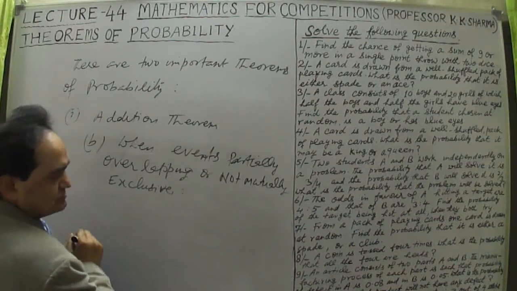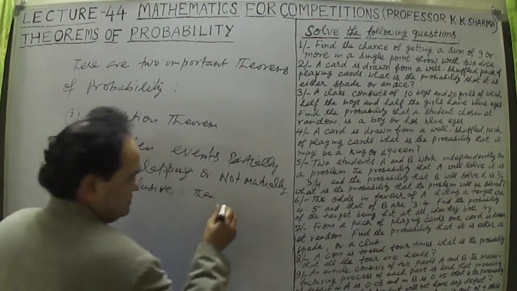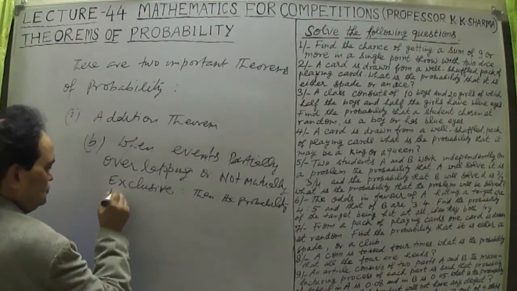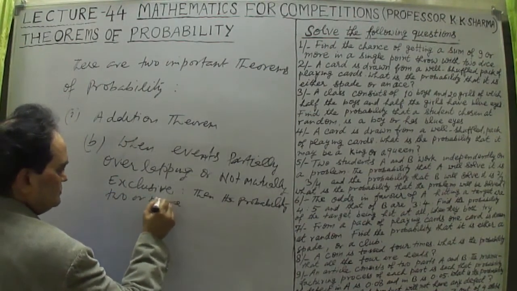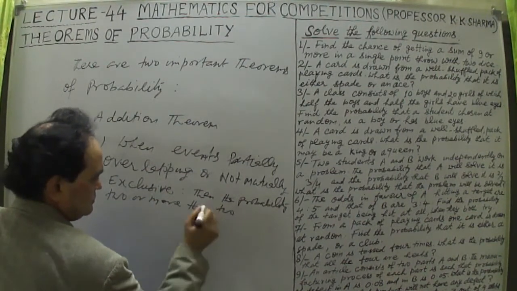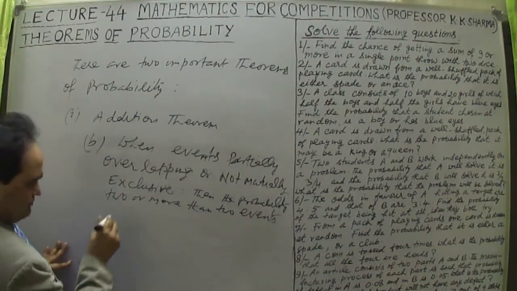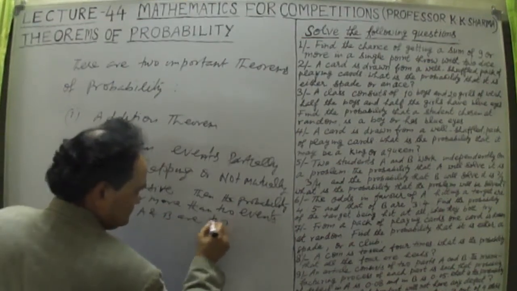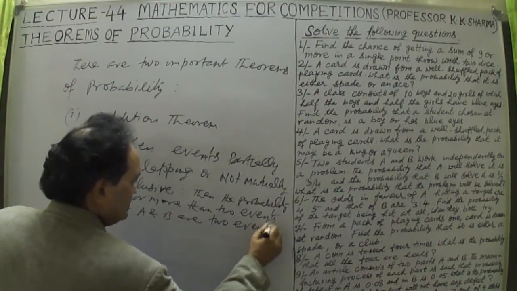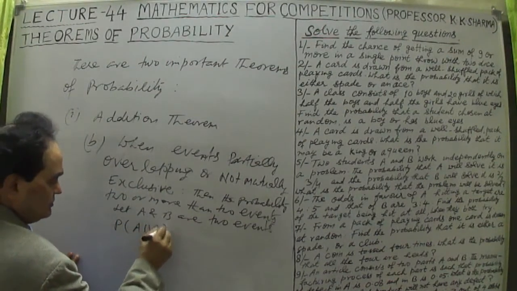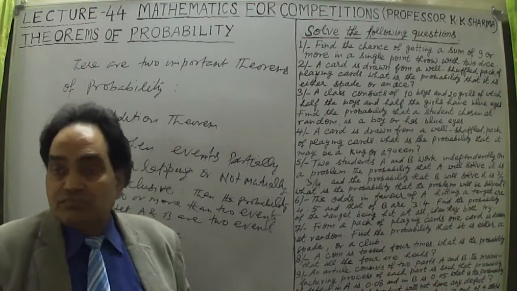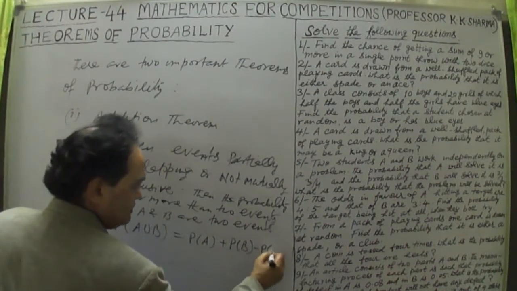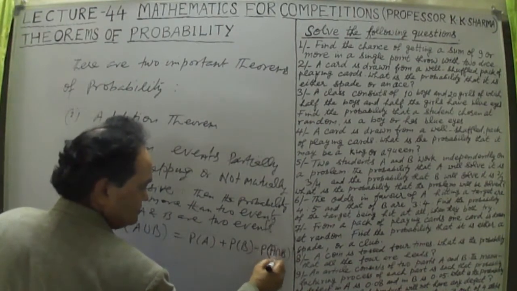In that situation, what formula is used? The probability of two or more than two events is given as follows. First let me take two events. Let A and B be two events. Then the probability of A union B, when they are not mutually exclusive but have something in common, is given as probability of A plus probability of B minus probability of A intersection B, meaning A and B.